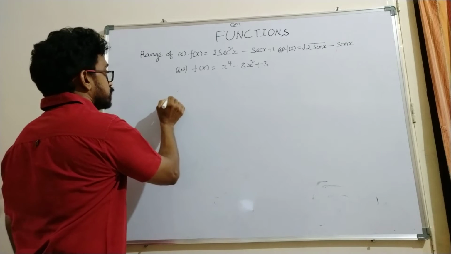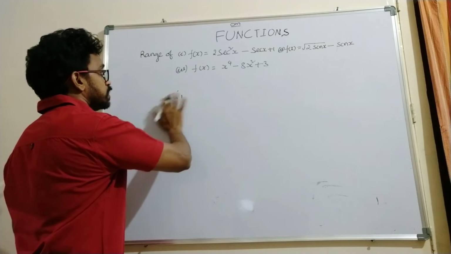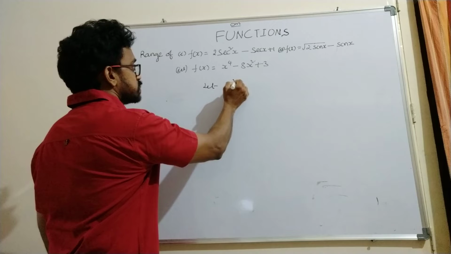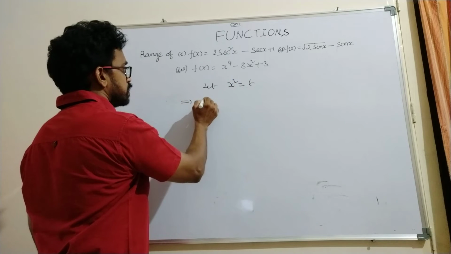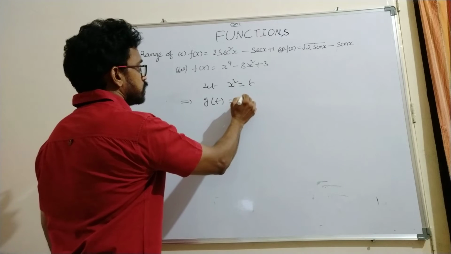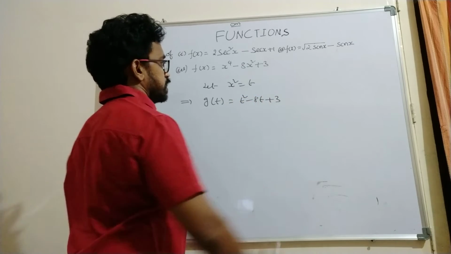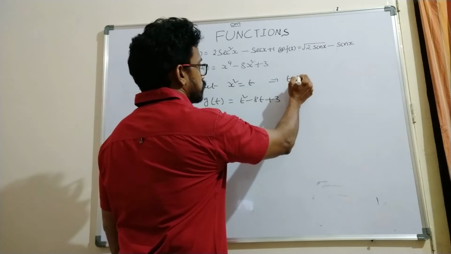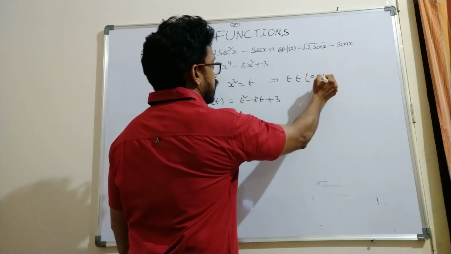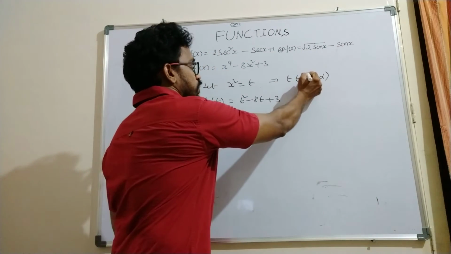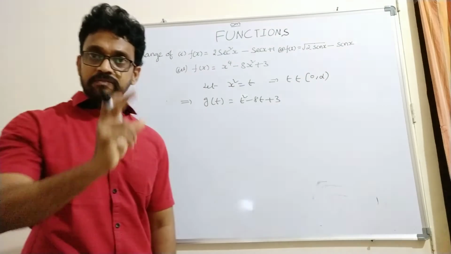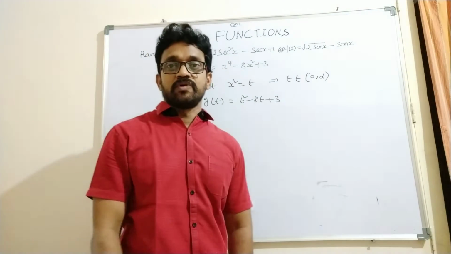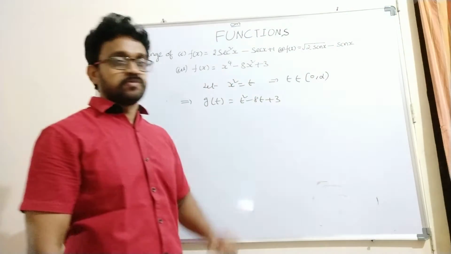We are observing in this function f of x is equal to x power 4 minus 8x square plus 3. Let x square is equal to t. This function becomes, let g of t is equal to t square minus 8t plus 3. X square is equal to t means very clear t belongs to left closed, right open, 0 comma infinity, because x square value is always non-negative. Now very clear, this function also represents upward parabola because of t square coefficient is positive.